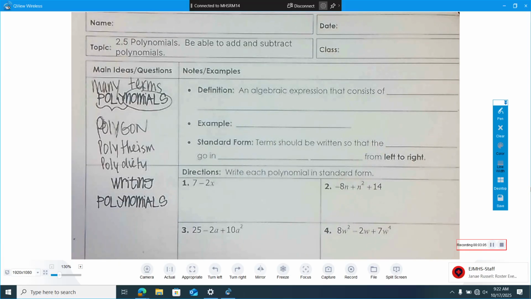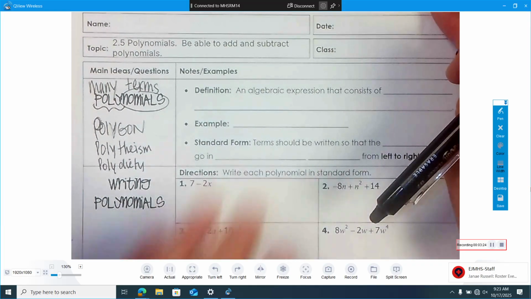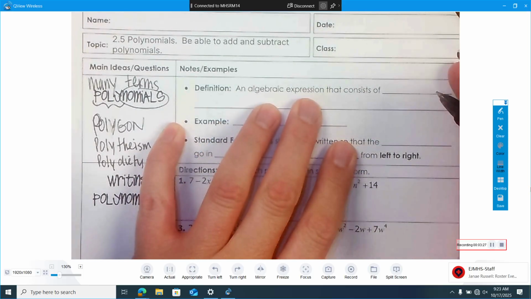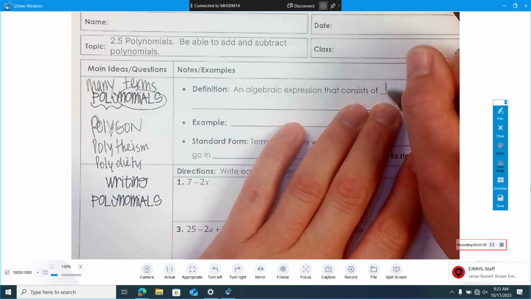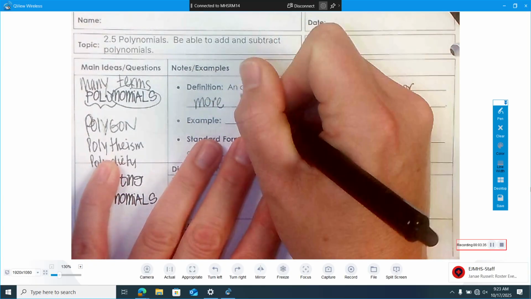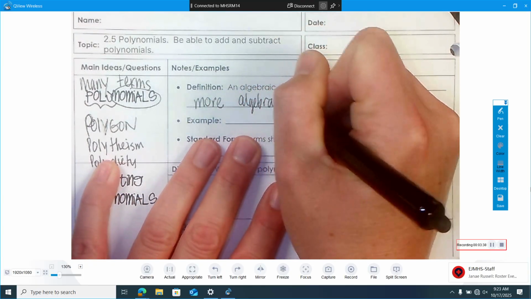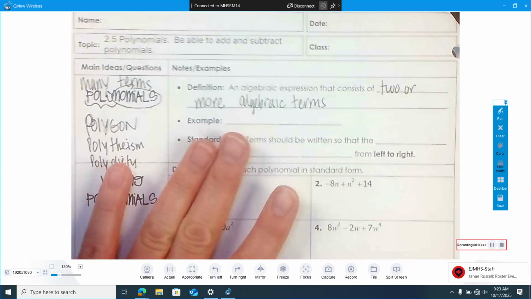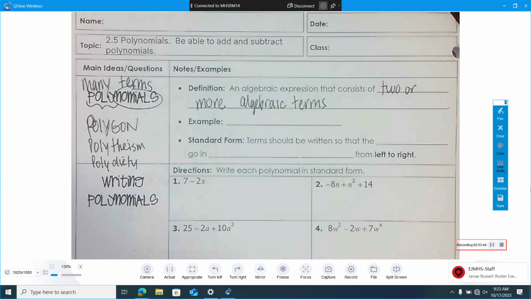I really love talking about big words, because they're made up of a bunch of littler things, and they all have meaning, and it's very kind of cool. Polynomials means it's something with many terms. And so the definition: an algebraic expression that consists of two or more algebraic terms. So it has many algebraic terms, and that's what it means.